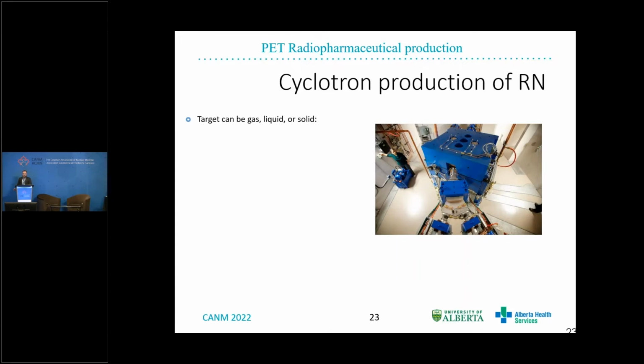So the targets can be gas, liquid, or solid. The most typical gas reaction is nitrogen-14. You irradiate with a proton, an alpha particle is ejected, and you make carbon-11. It can be a solid. The example on the picture here is the boron-11 (p,n) reaction to carbon-11.